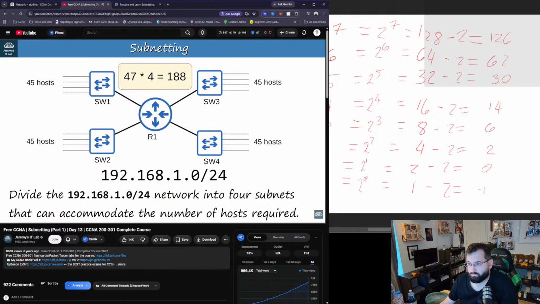192.168.1.0/24 is a Class C network, which means that it has 256 addresses. So we will be able to assign 4 subnets to accommodate all hosts, no problem.